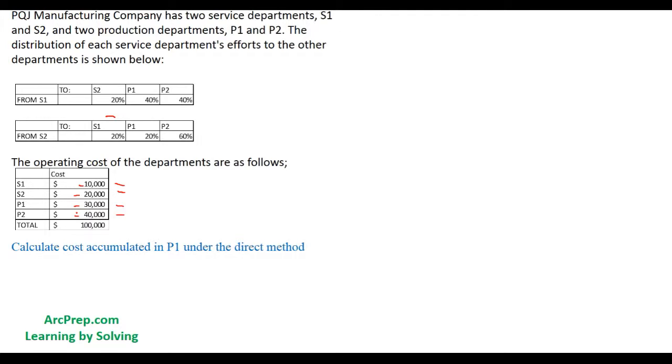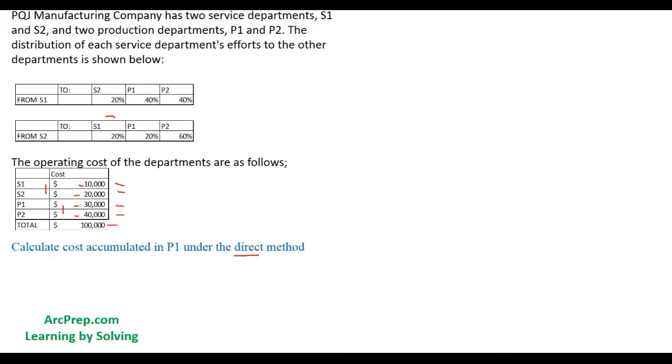The goal here is to assign the costs of S1 and S2 to P1 and P2. And why do we want to do that? Because eventually what we are trying to compute is the product cost from production departments. So we need to know the fully loaded cost from production departments. That's why we need to assign service departments cost to P1 and P2. After the method, whether it's direct method or the step method, the sum of P1 and P2 will be $100,000. We want to make sure that happens.